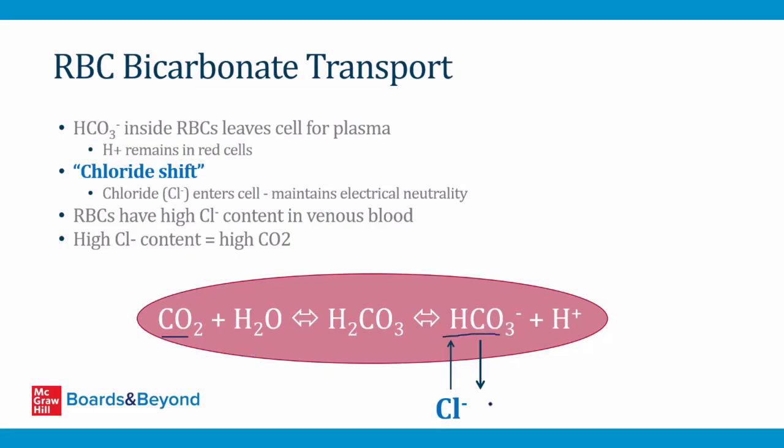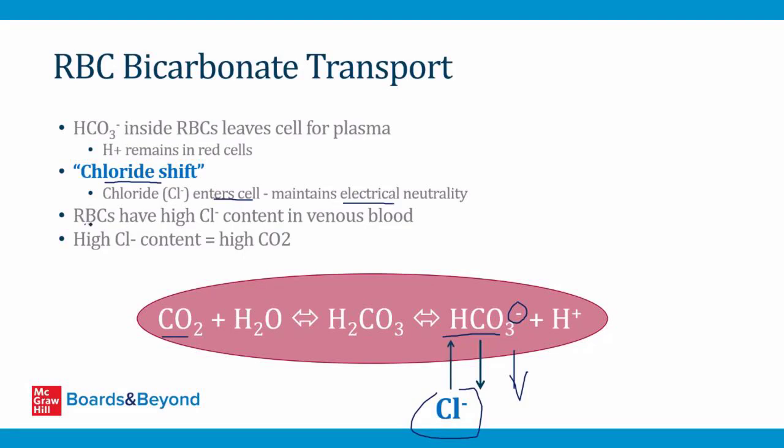The bicarbonate can then leave the cell, but because bicarbonate is negatively charged, when it leaves the cell, something negatively charged has to come inside the cell to maintain electrical neutrality. You always have to have positive and negative charges balanced inside cells. So when the negatively charged bicarbonate leaves, what negatively charged ion enters the cell? Well, that's chloride. And this is a process called the chloride shift, described many decades ago by basic scientists. Chloride enters red blood cells after bicarbonate leaves in order to maintain electrical neutrality.